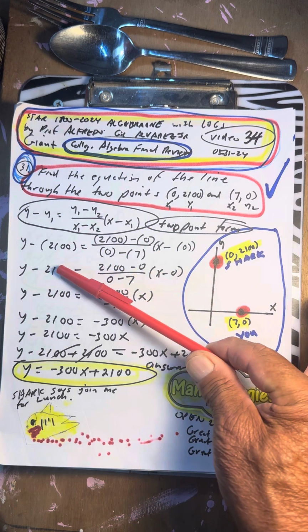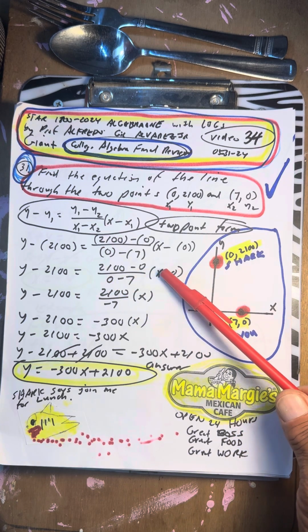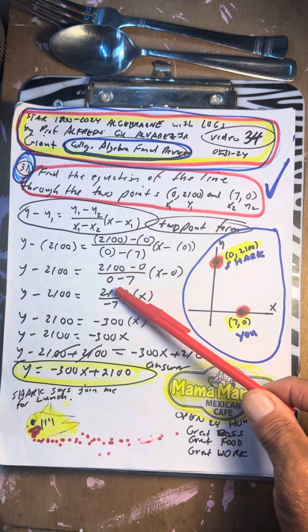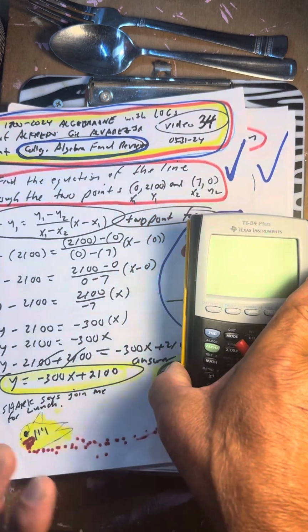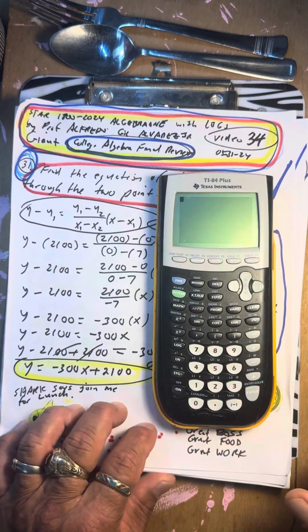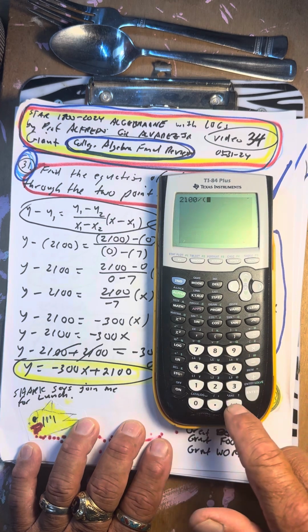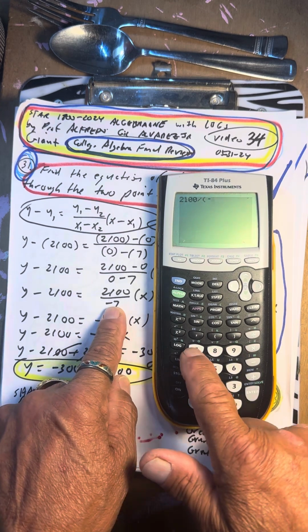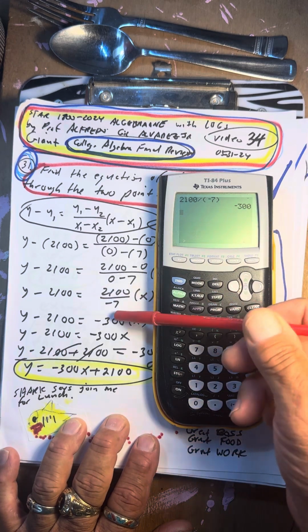Take the braces off. Minus 2100. Now I have, that's just x. Now 2100 divided by negative 7. How do we do that? You know what? Let's use a calculator. That's a big number. So 2100 divided by a negative 7. Boom. Negative 300, which is what we get right here.